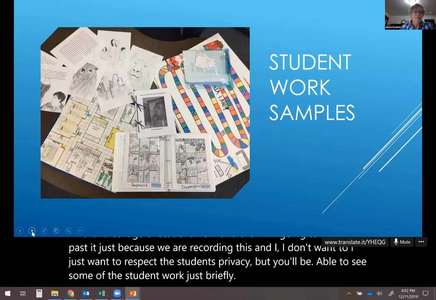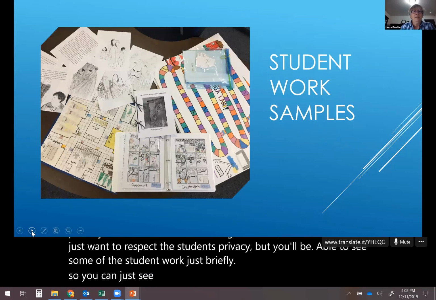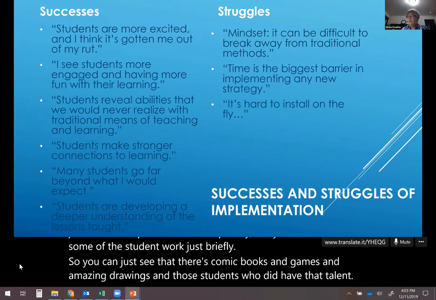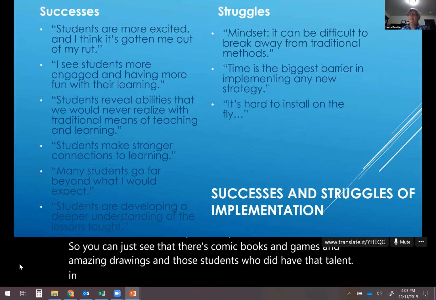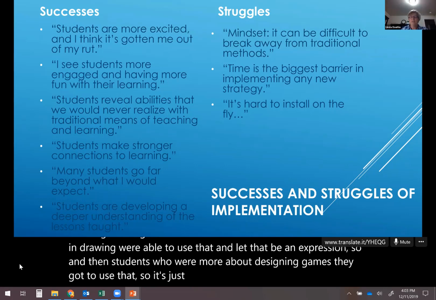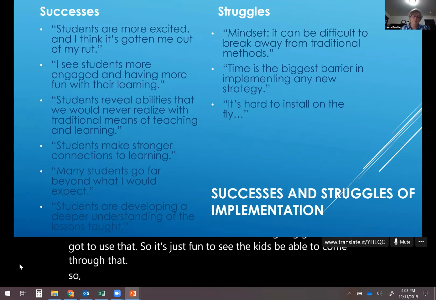So you can just see that there are comic books and games and amazing drawings, and those students who did have that talent in drawing were able to use that and let that be an expression. And students who were more about designing games, they got to use that. So it was just fun to see the kids be able to let their skills come through.